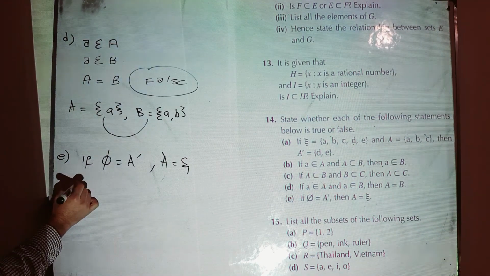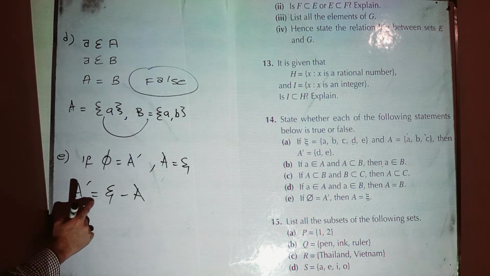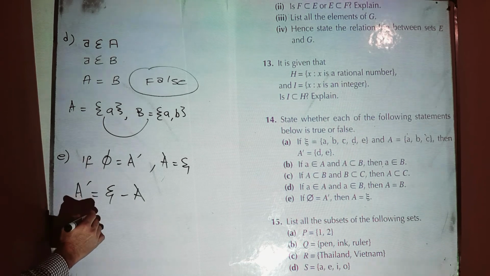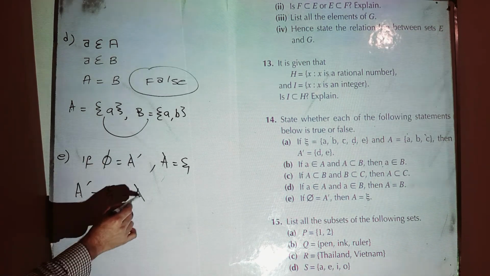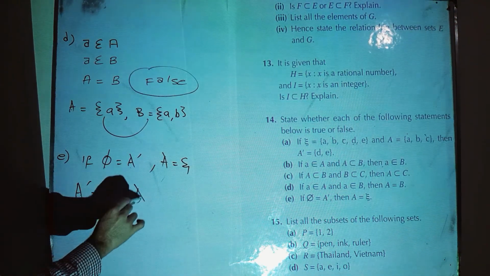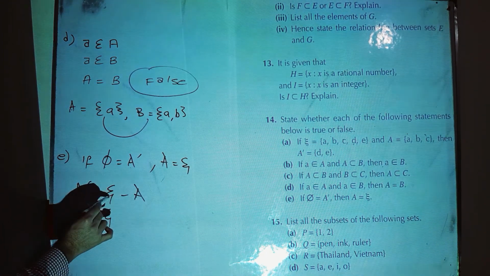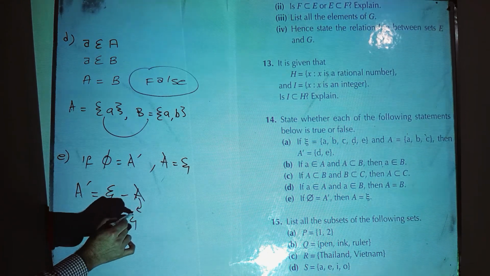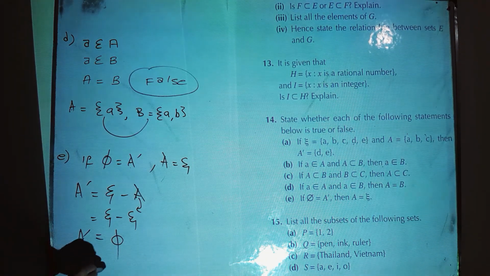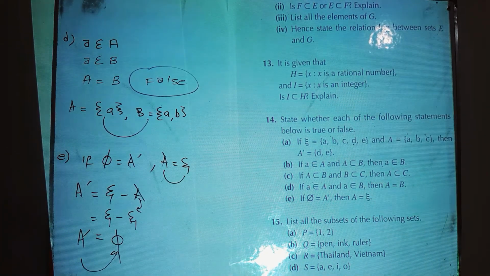Part number E, if phi is basically A complement, then A is equal to universal set. Well, that is true. As you know, A complement is universal minus A, and if A complement is empty, that means this result is empty. That means we don't have any element left over here, and when there is no element after subtraction, that means A was equal to universal. That's why we don't have any element left behind. So A is equal to universal, then A complement is phi. This is the solution for part number E.